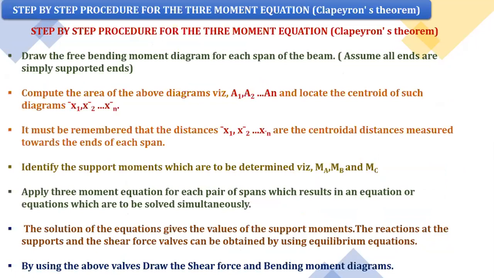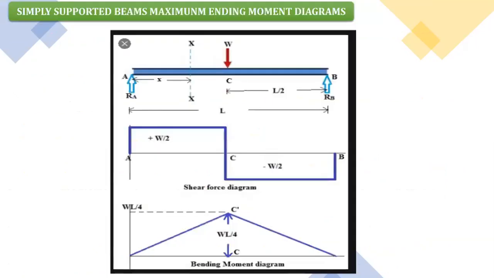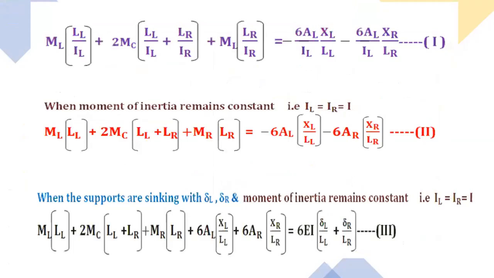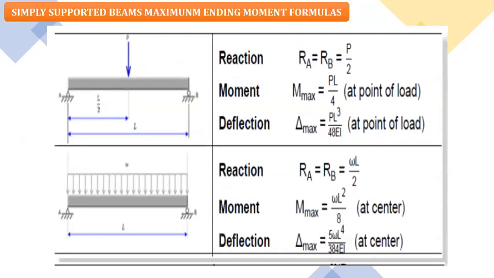No, sir. I request all the members once again to see the derivation and at least calculate 3 to 4 simply supported beams with different loading. I want to know only the maximum bending moment. I don't want to go to the shear force. If you see a simply supported beam with a point load, what is the maximum bending moment? PL by 4. So why?